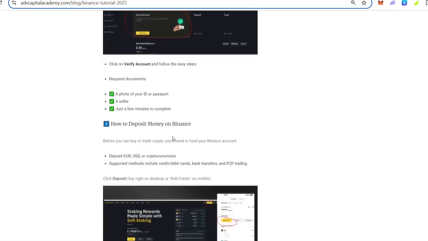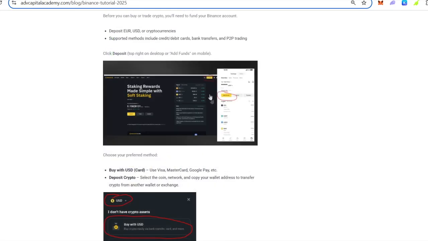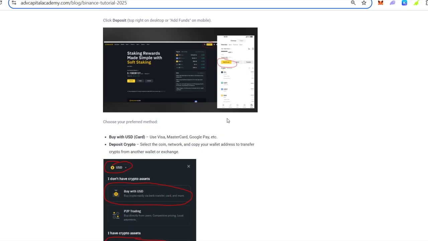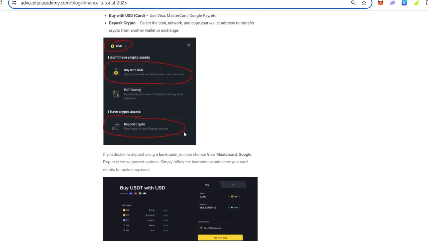Next step to do, once you complete your KYC, is to deposit money so you can start buying, selling and trading crypto. To deposit, you need to find a deposit button that is in the right upper corner, or if you use an app, you can find add funds button, and then you will have two options. One option is to buy using your credit or debit card, and other option is if you already have crypto on some other exchange, or maybe you have crypto on some wallet, you have an option to deposit crypto.